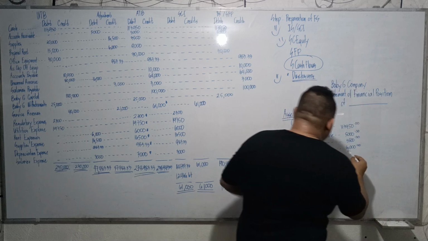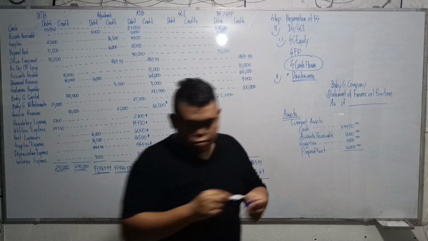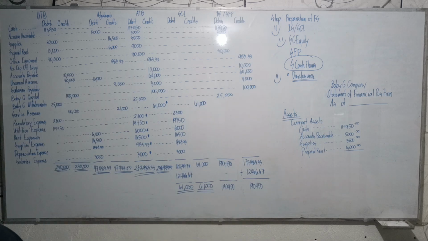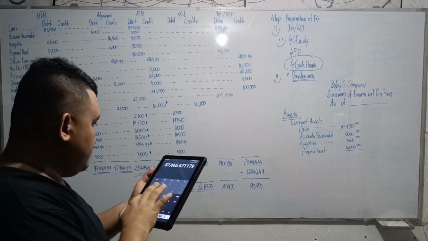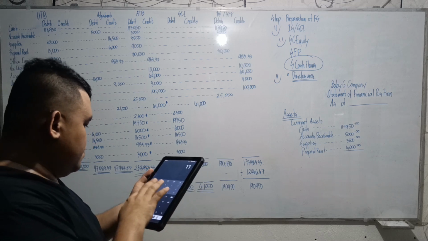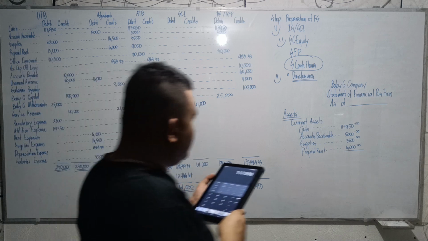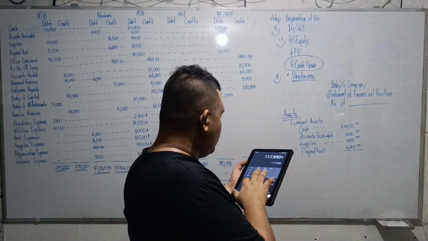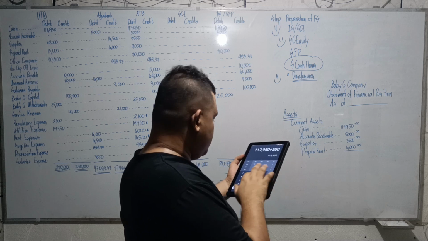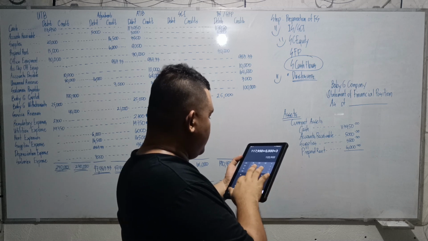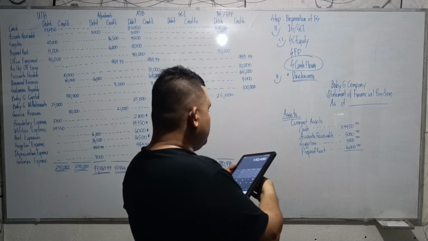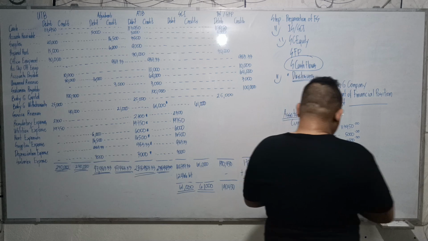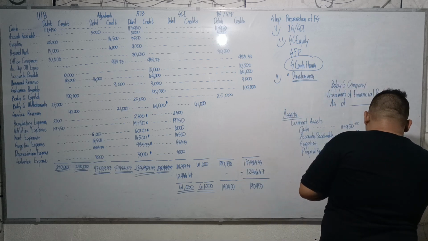So based on that, let's have a total. So we have 117,950. You can follow me in adding. We have 5,000 plus 3,500 plus 6,000, and we will get 132,450. 132,450 as the total current assets.